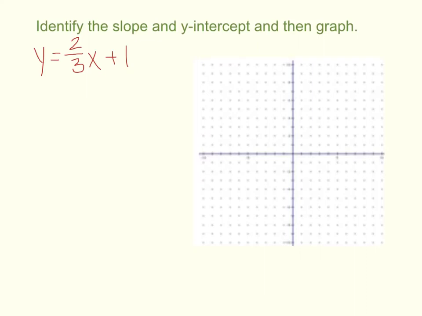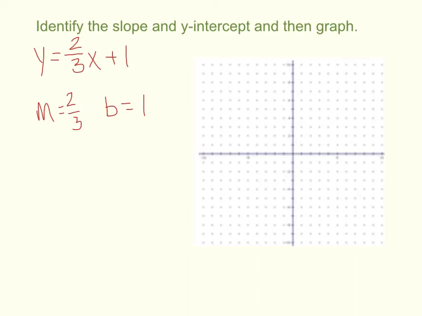Alright, so identify the slope and the y-intercept and then graph. You should have that equation down in front of you, the y equals mx plus b. You find the m right before your x. So right there, your m is 2/3. Okay, m represents slope. And your b, or your y-intercept, is 1. So you have your m and your b, and that's actually all you need to graph.